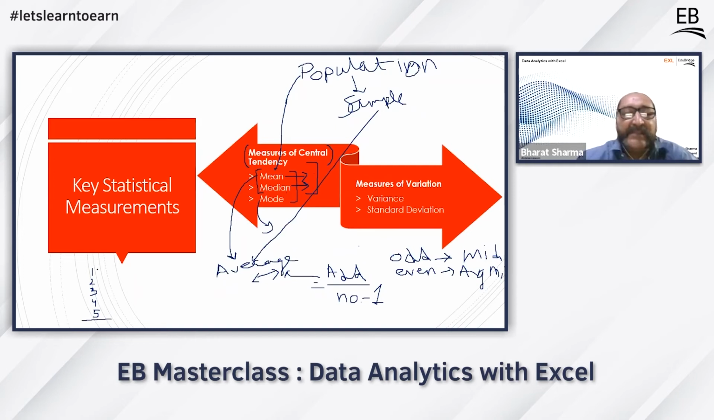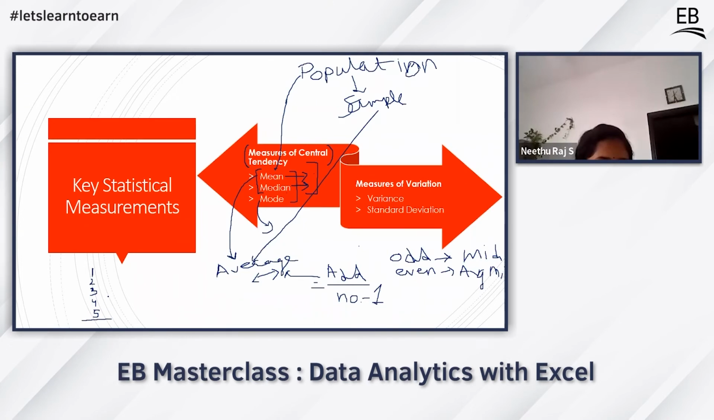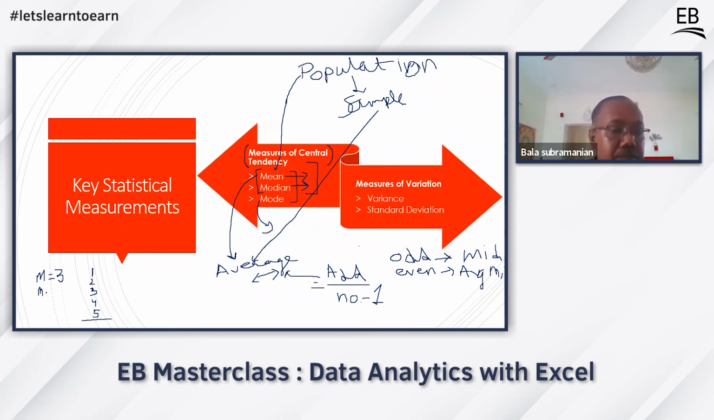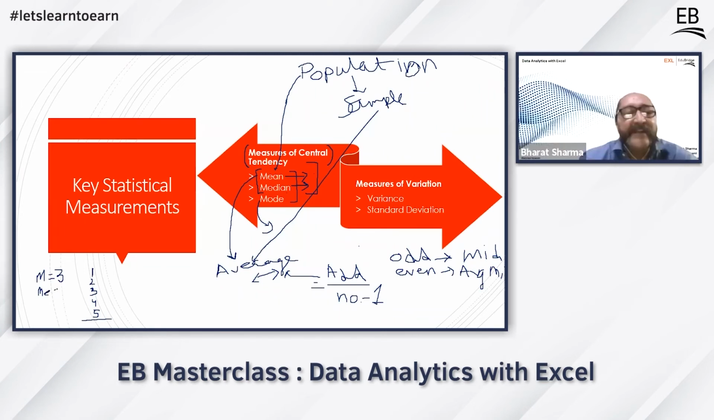Let's say I've got these five data points in a sequence: 1, 2, 3, 4, 5. What is the mean of this data? Three. So the mean is equal to 3. And what is the median? Again 3. There is no mode, because nothing is repeating, so we are not talking about mode here. But we have two central tendencies, mean or median.